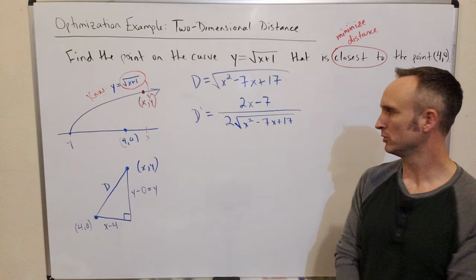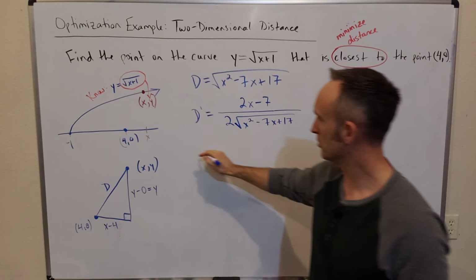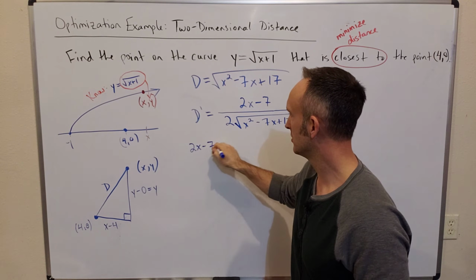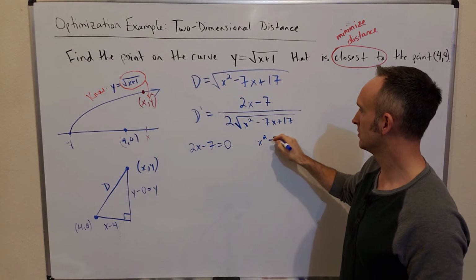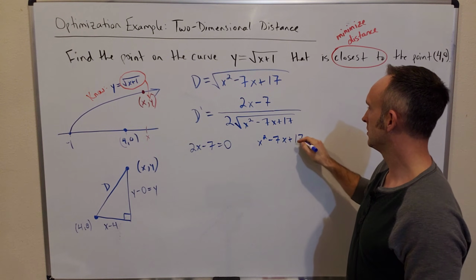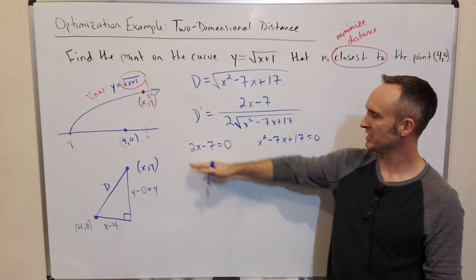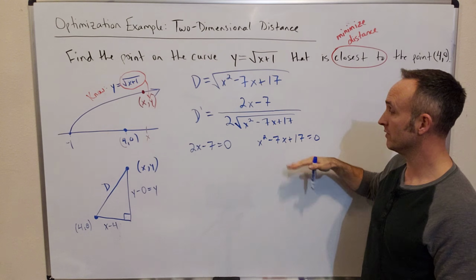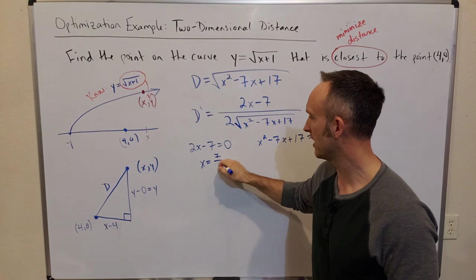And I need to find the critical numbers now. So I need to know where it equals 0. In other words, where does the numerator equal 0? And I need to know where the denominator equals 0. And I'll solve those to find my critical numbers. Where the derivative is 0, where the derivative does not exist. So this one's simple enough. X equals 7/2, okay?